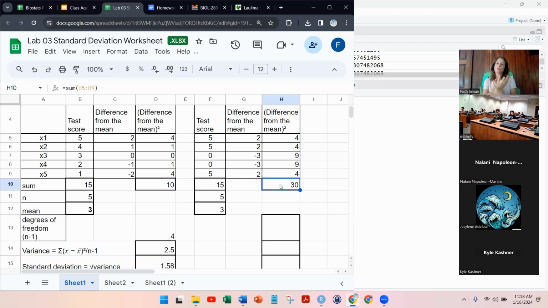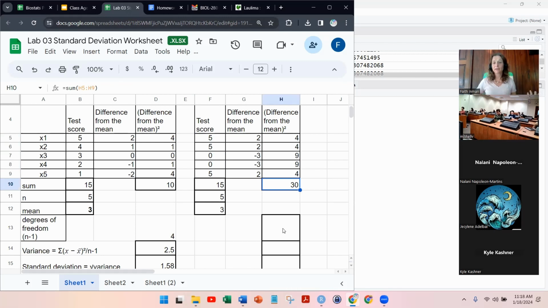So the sum of the squared differences is already a lot higher here than it was for the last example, right? Like this second quiz, there was a lot more variation. And you could see that from the raw numbers, right? You can kind of start to get the picture of how this works.